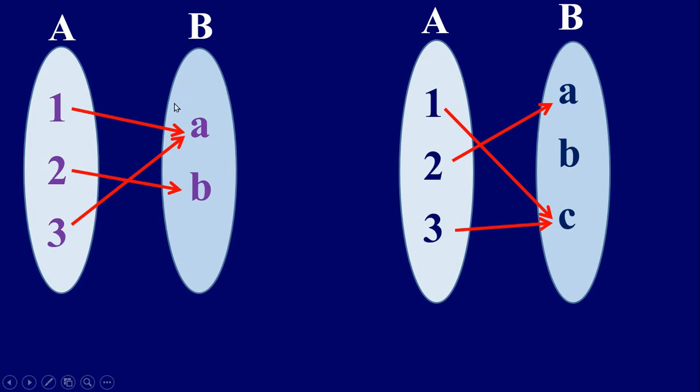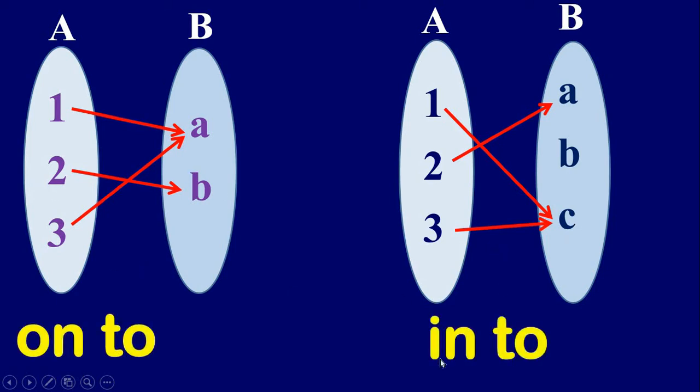Now we consider the second set. All the elements of the second set are images. Whereas in this function, 1 is related with C, 2 is related with A and 3 is related with C. Here all the elements of the codomain are not images. Here all the elements of the codomain are images, and here all the elements of the codomain are not images. This type of function is called an onto function. If it is not an onto function, then it is called an into function. If all the elements of the codomain are images, then it is called an onto function. If all the elements of the codomain are not images, then it is called an into function.